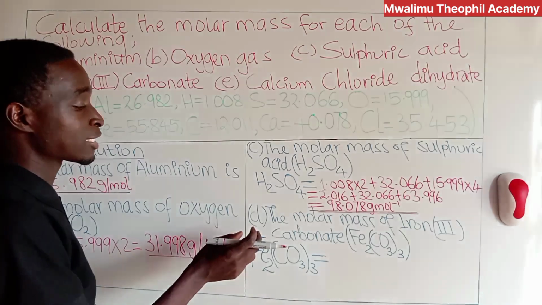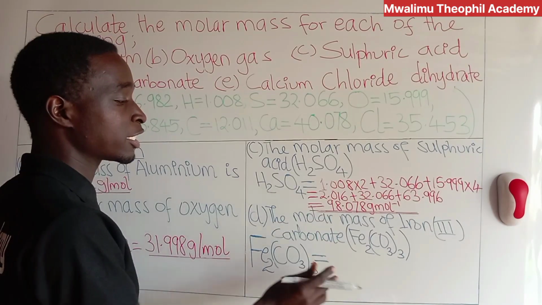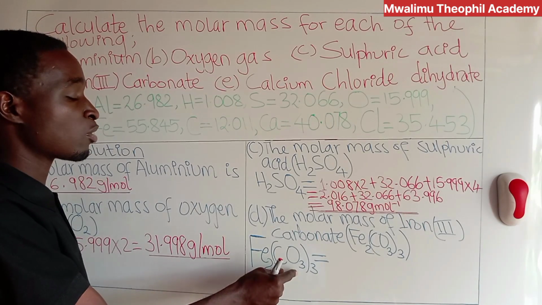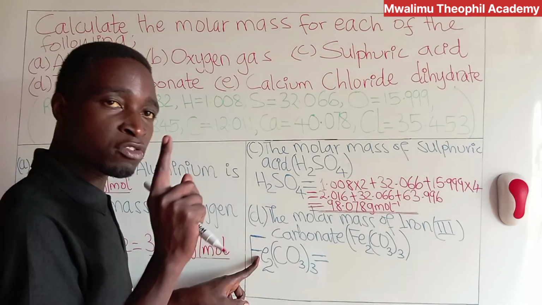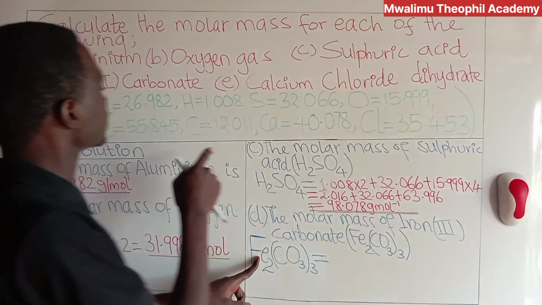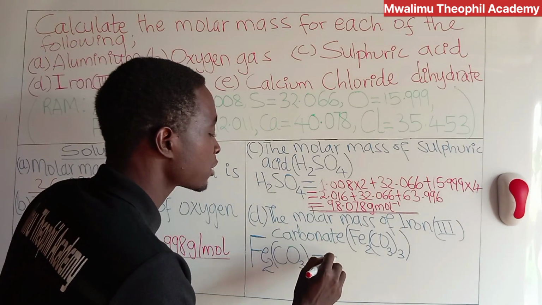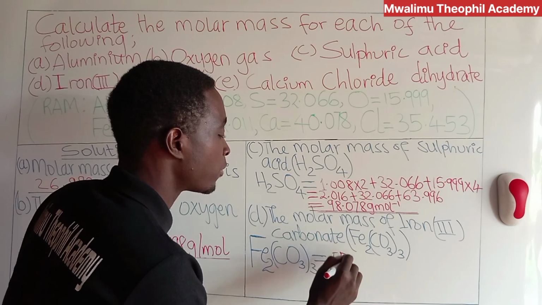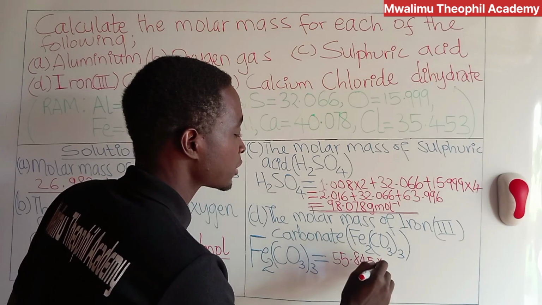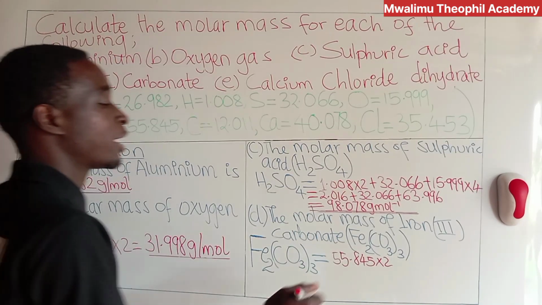After that, let us see part D. In D, we are required to find the molar mass of iron 3 carbonate. As you see, the iron 3 carbonate is this one. Now, let us find out the molar mass of this. We take the relative atomic mass of iron times 2 because we have 2 atoms of iron. Now, the relative atomic mass of iron we are given is 55.845. So, it is 55.845 times 2 because we have 2 atoms of iron.